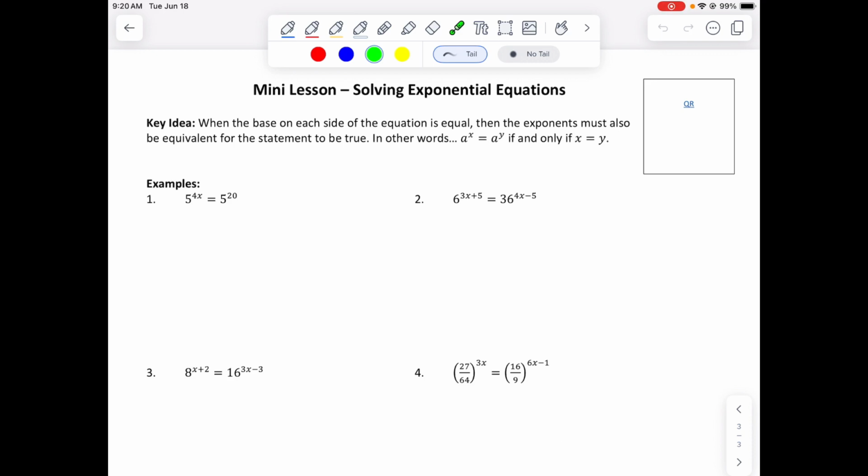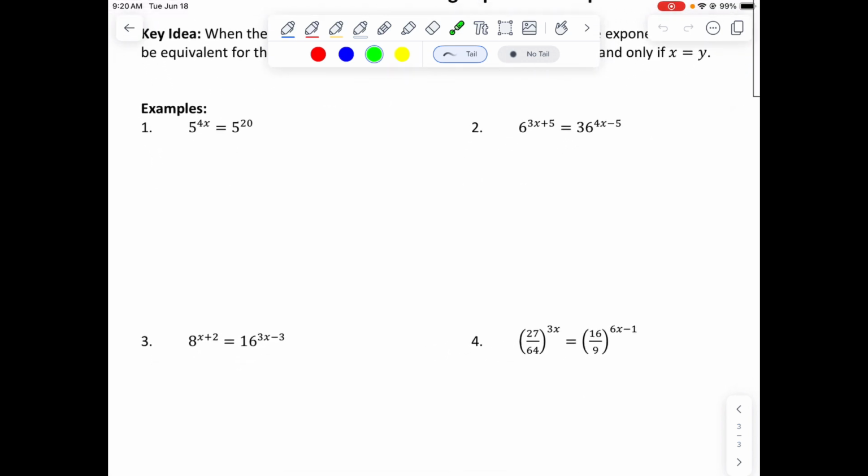In other words, if we have a to the x equals a to the y, this is only true if x equals y. And naturally that makes sense. Like if you look at this first problem here, if it says 5 to the 4x equals 5 to the 20th, you probably in your head immediately say, oh, well then x must equal 5. And that's because the bases on each of these are the same. And so we can say, well, if the bases are the same, then the expressions for the exponents must be the same. So 4x must equal 20, and then we would solve that for x.